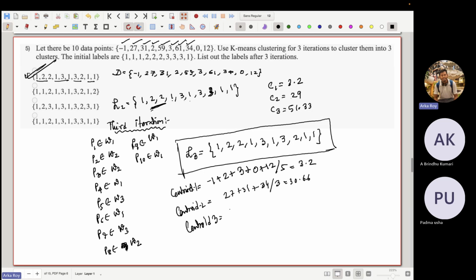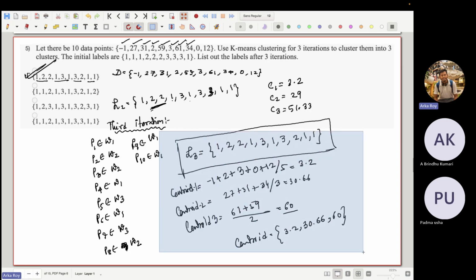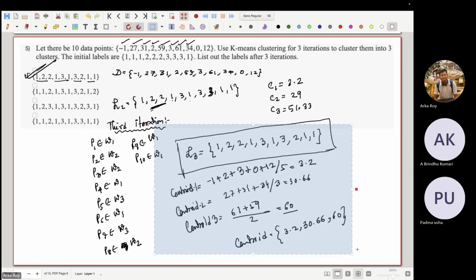And the next one is class 3 over here. So 61 plus 59 divided by 2. So you will get 60. So your centroids are 3.2, 30.66 and 60. So I can copy this part. This will help you in the next page.